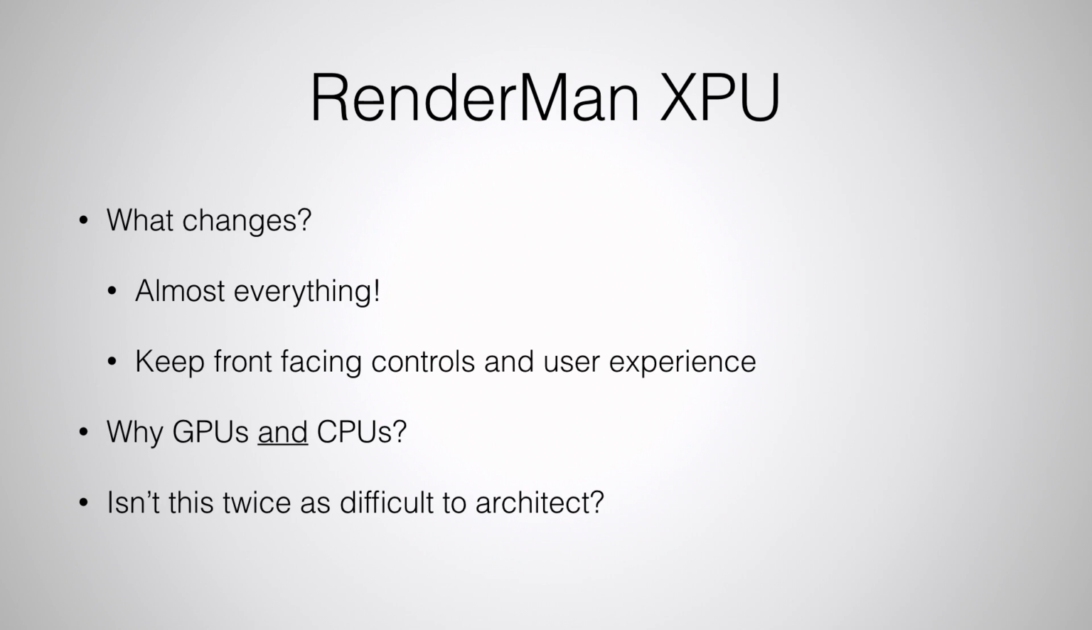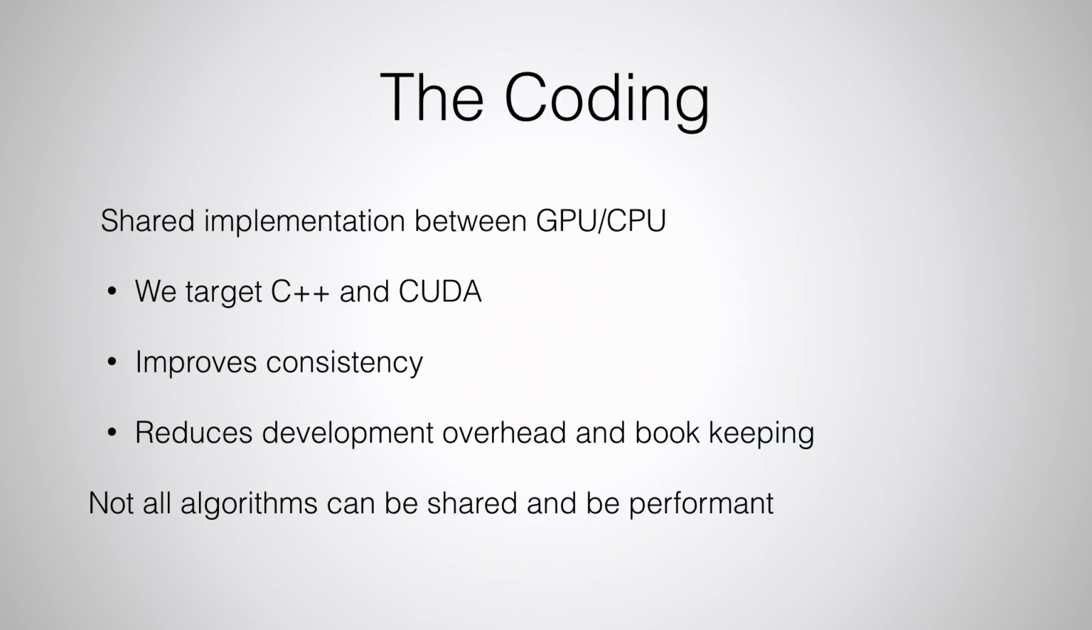But isn't this twice as hard to architect and put together? Well, it depends on how you put it together. We have a shared implementation between CPU and GPU. Our target is C++ and CUDA, and CUDA is basically C++ with extensions, so this marriage works very well. It improves consistency. It reduces our development cost because we don't have to implement things twice. And it reduces the bookkeeping and debugging when one bug might show up in one of the devices and not in the others, or visual defects.